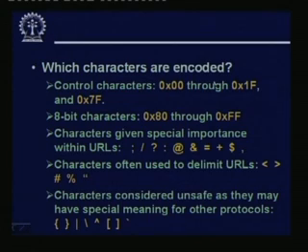Which characters are encoded? Firstly, here I am talking about ASCII. 0x00, that is hexadecimal 00, up to 0x1f, 1f in hexadecimal. 00 to 1f, these are control characters. They will have to be encoded by escape sequences because they cannot be represented by any printable character, and as a special character, 7f.